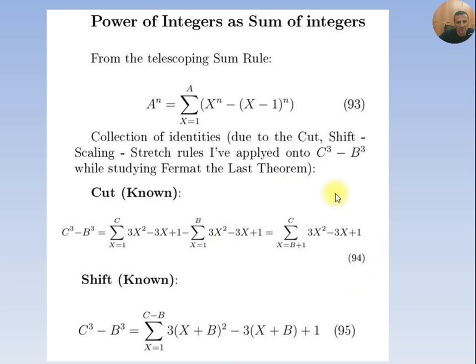This makes the sum more similar to the first one, and so we can rewrite c cubed minus b cubed as the sum of x equal to 1 to c minus b of 3(x plus b) squared minus 3(x plus b) plus 1.